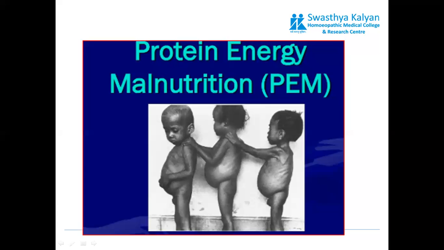Now, the term malnutrition refers to both undernutrition as well as overnutrition. Sometimes the terms malnutrition and protein energy malnutrition are used interchangeably. So we have discussed undernutrition and overnutrition, and malnutrition refers to both. Malnutrition means both under and overnutrition.